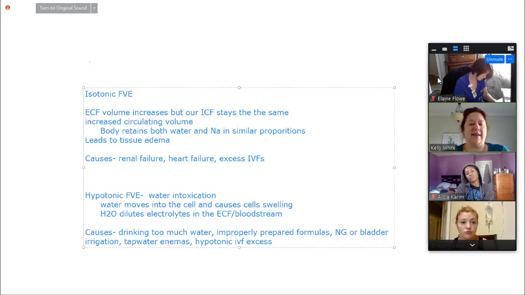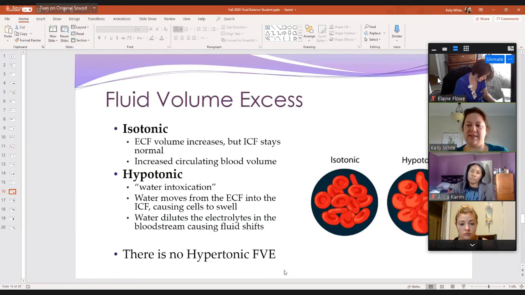All right. And then to make it easy, there is no such thing as hypertonic fluid volume excess, because that's cellular dehydration. You don't have any excess fluid, so that doesn't exist.